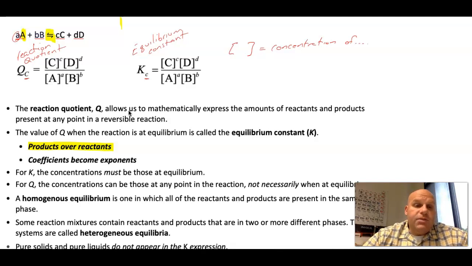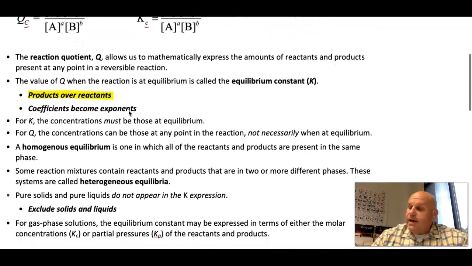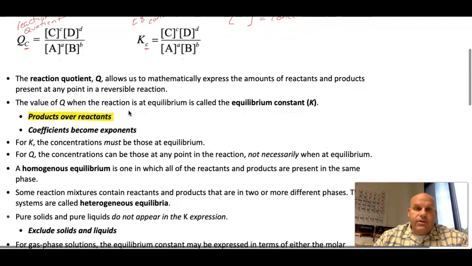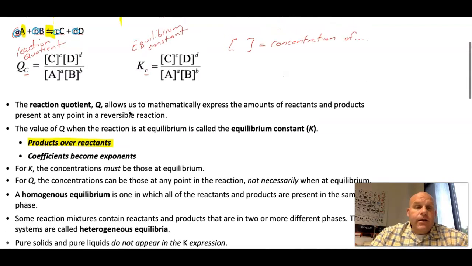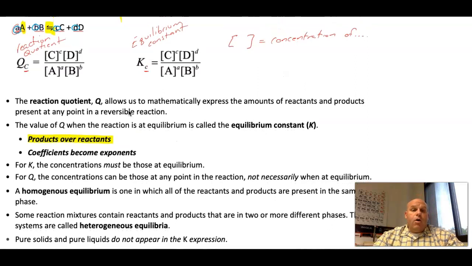The second part of the expression here is coefficients become exponents. Here you can see that the small letters in our balanced equation that represent the coefficients and the stoichiometric relationships become the exponents in our expressions. So that's why I say coefficients become exponents.